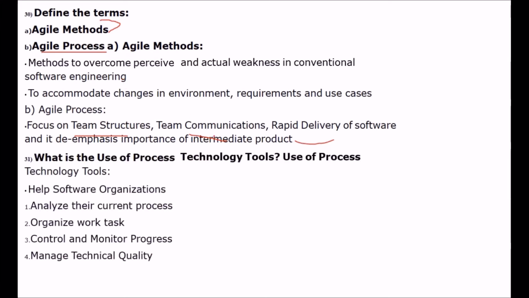What is the use of process technology tools? This may be asked: what is the importance and why do you use these process technology tools? So we need to answer like this: use of process technology tools. First is to help software organizations to analyze their current processes. This is your process technology. Organize work tasks, control and monitor progress, and manage technical quality.